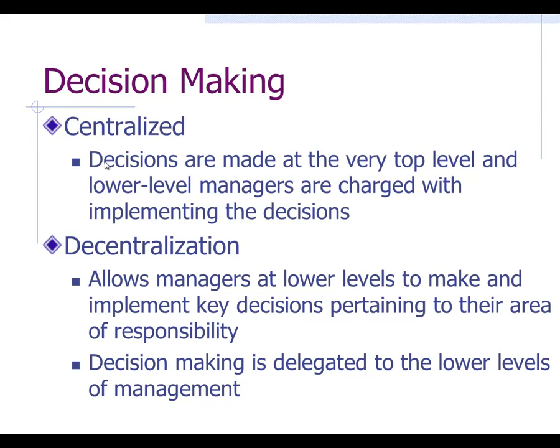So in terms of what you have control over, companies can be structured differently. With the decision-making process, we can have what we call centralized decision-making or decentralized decision-making. With centralized decision-making, that just means that decisions are made at the very top level and lower managers are charged with implementing the decisions. Meaning if you're a lower level manager, you actually do not have any say-so necessarily in the decisions that are made. You're simply there to take orders and implement whatever you've been told to do.